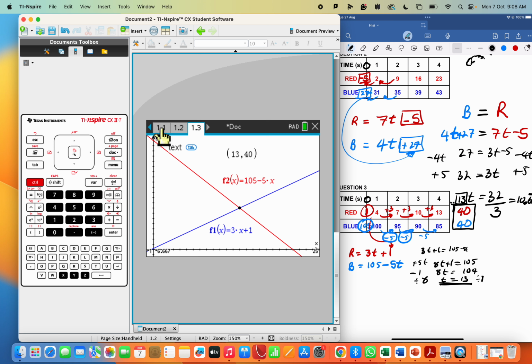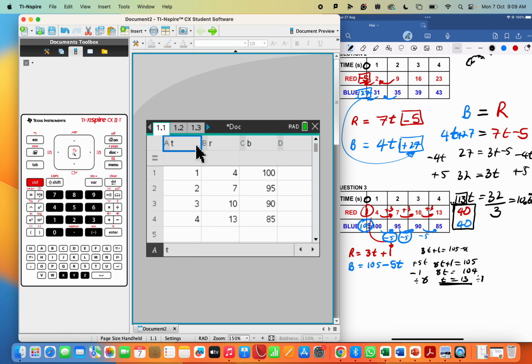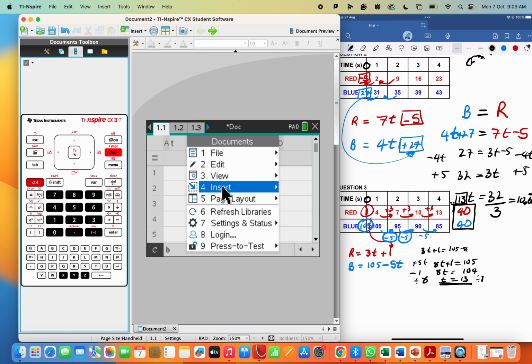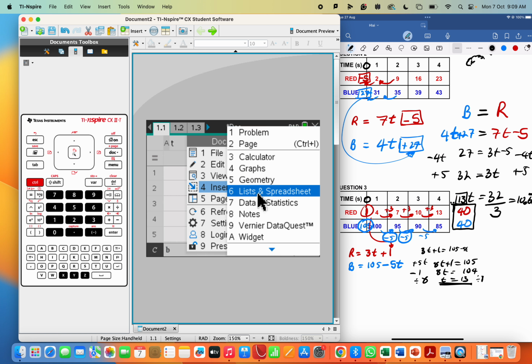Okay, so quick summary. In a spreadsheet, put your labels at the top here. It's very important that this top line has a label to define the variable: T for time, R for the red colour, B for the blue. Make sure the numbers are in. And then we go doc, insert a, next to the list and spreadsheet, data and statistics. So it's kind of side by side.